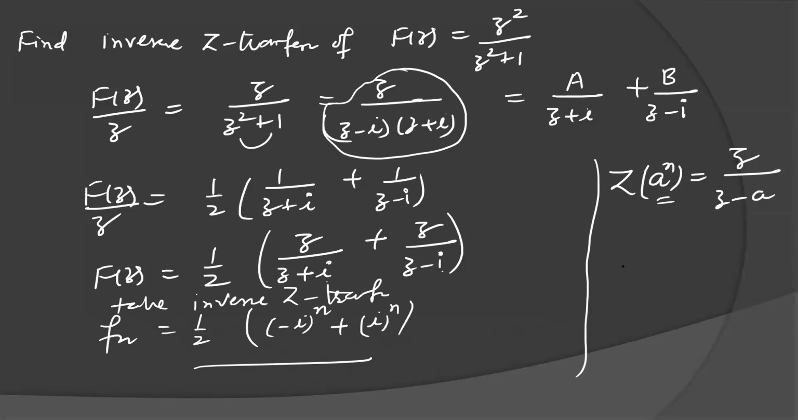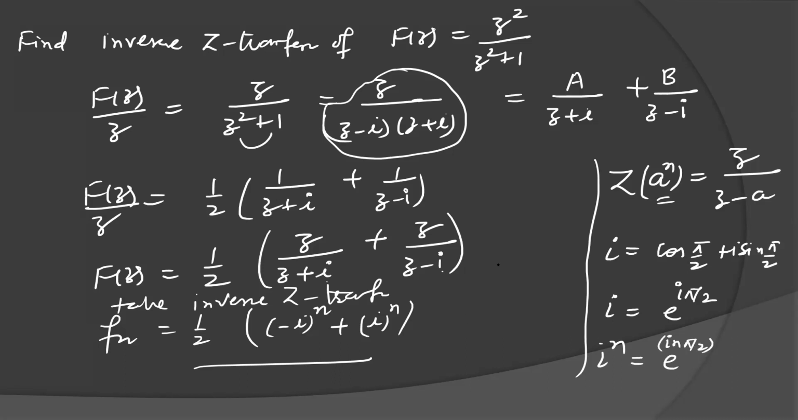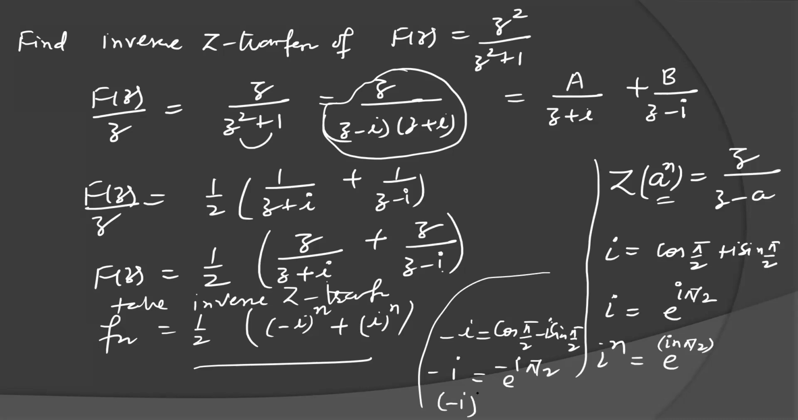How can we generalize it more? Because we know that i is equal to cos pi by 2 plus i sin pi by 2, or you can write this as e to the power i pi by 2. So what will be i to the power n? i to the power n will be e to the power i n pi by 2. Similarly, what will be minus i? Minus i is cos pi by 2 minus i sin pi by 2. So minus i can be written as e to the power minus i pi by 2. So minus i to the power n can be written as e to the power minus i n pi by 2.